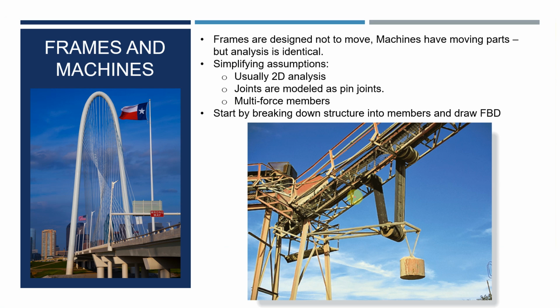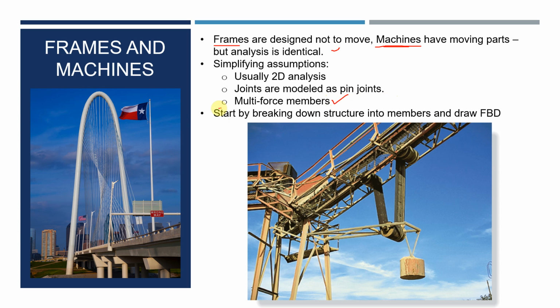Okay, frames and machines now. Here's the deal with them. Frames are designed not to move. Machines have moving parts. But the analysis is identical. You assume they're not moving. They're in a state where they're not moving. What is the equilibrium? So even machines, you would analyze statically. Assumptions, usually 2D analysis. So joints are modeled as pin joints, not 2-force members, multi-force members.